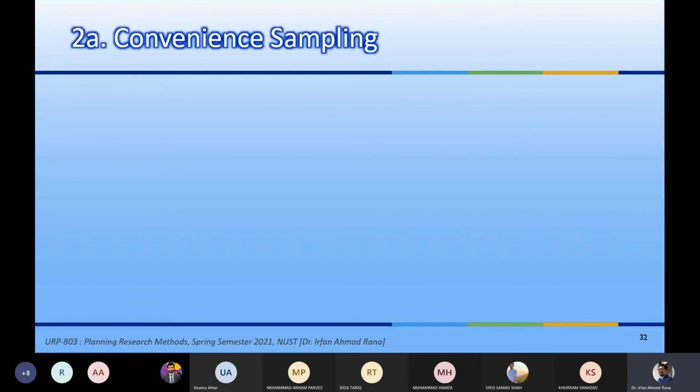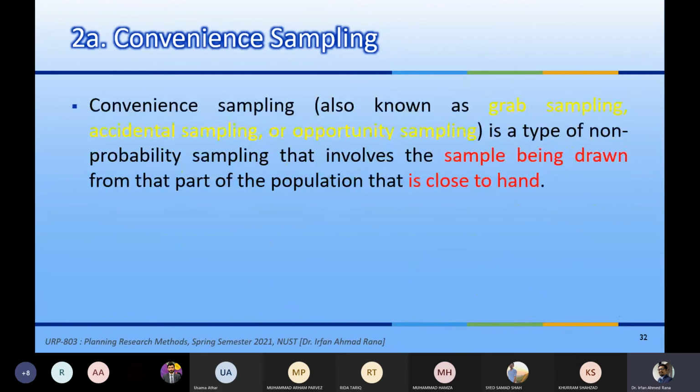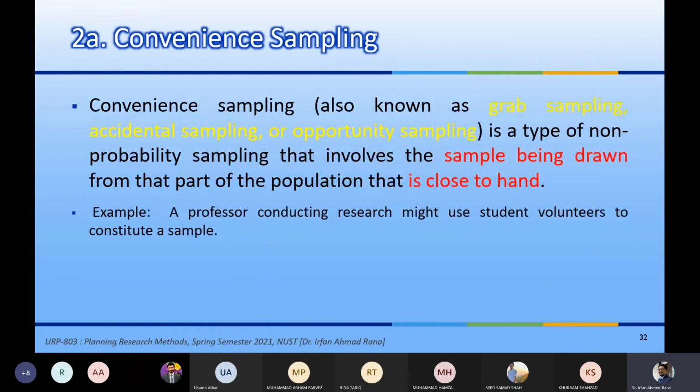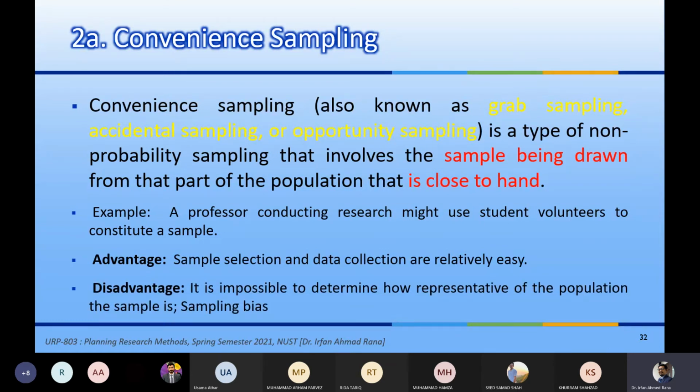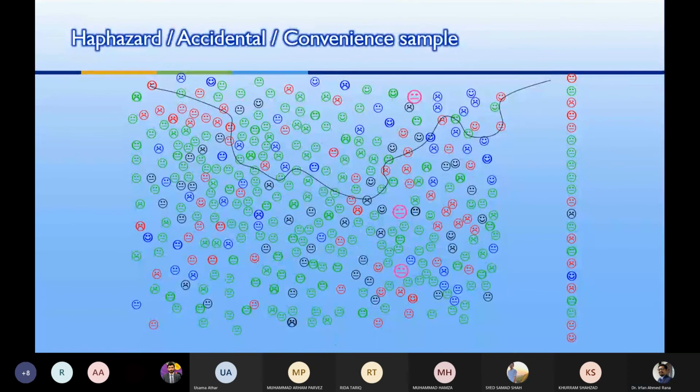So first is convenience sampling. By the word convenience, we mean we are conducting haphazard, accidental, or opportunity-based sampling, based on our own convenience, where the subjects are very near to us and easy to reach. The disadvantage is that it will not give you a representative sample of the actual population. So bias is there, as you are just haphazardly choosing samples from the total population.